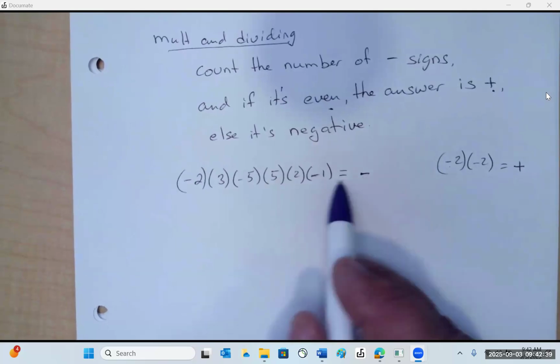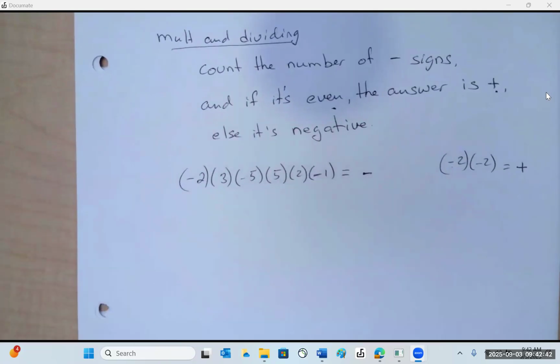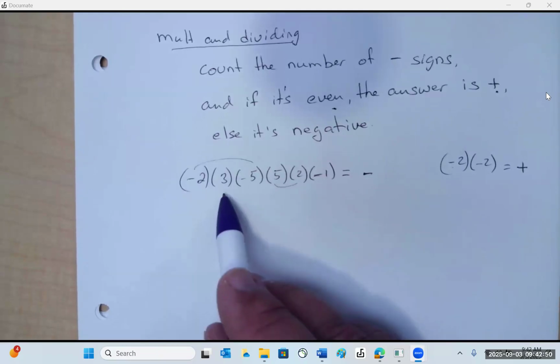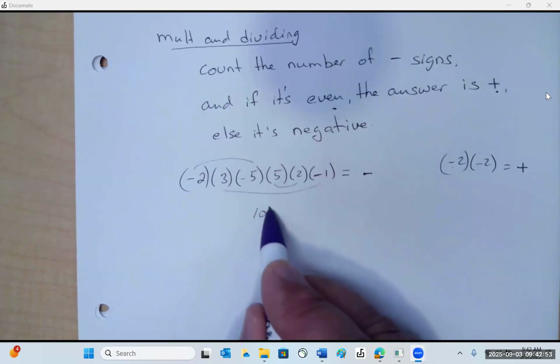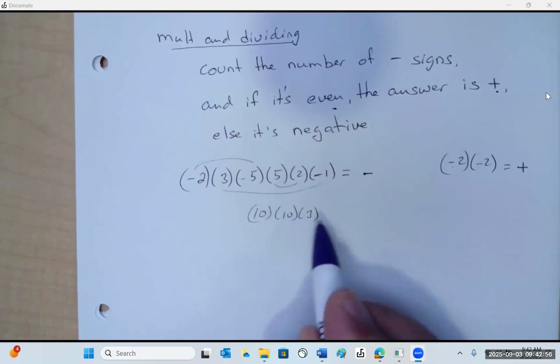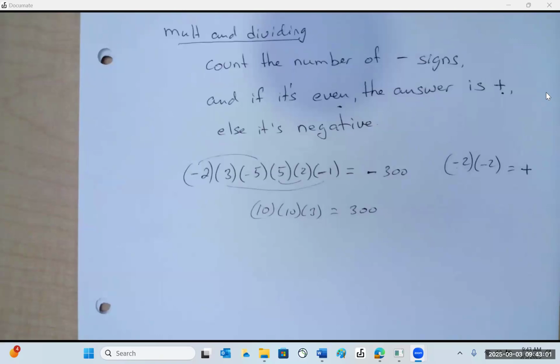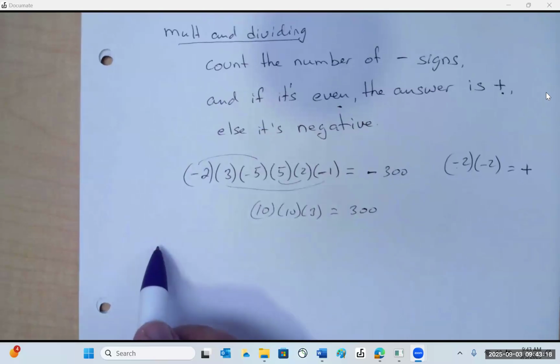So we know the answer is going to be negative. So now we don't have to worry about signs anymore. Just multiply the numbers. 2 times 5 is 10. 2 times 5 is 10. 3 times 1 is 3. So 10 times 10 times 3 is, it's going to be negative 300. Treat the signs and the numbers separately. You don't need calculators. Same thing with division.